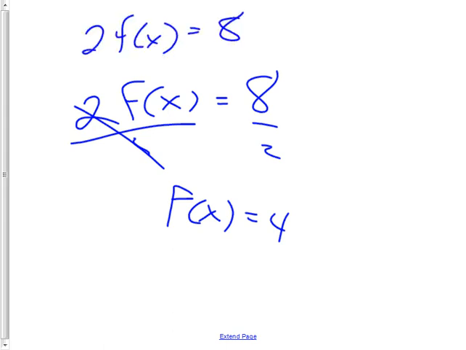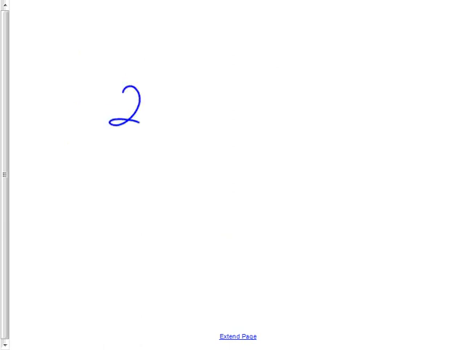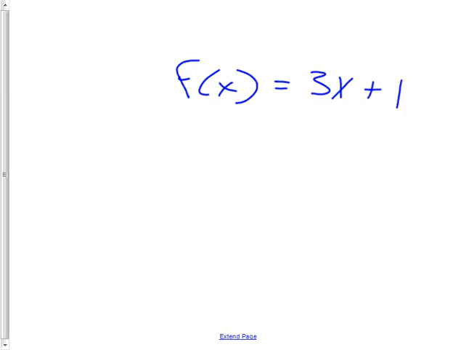By saying this, I was saying, all right, what if they just have it like this, though? 2f of x. First, I got to figure out what f of x is. Say I figure out f of x, and f of x comes out to like 12. Then I can multiply it by 2. Usually the problem would look like, say I had f of x equals 3x plus 1. And they say find 3f of negative 3.